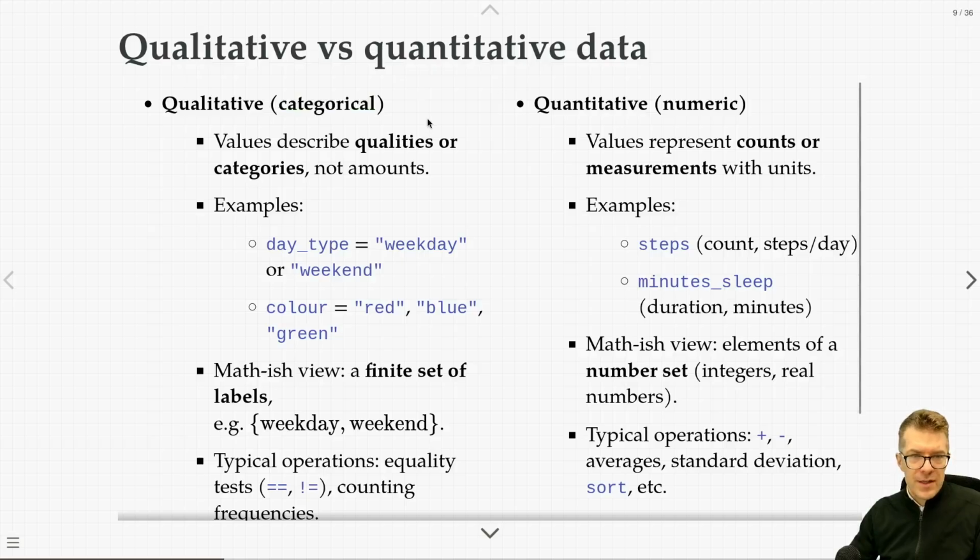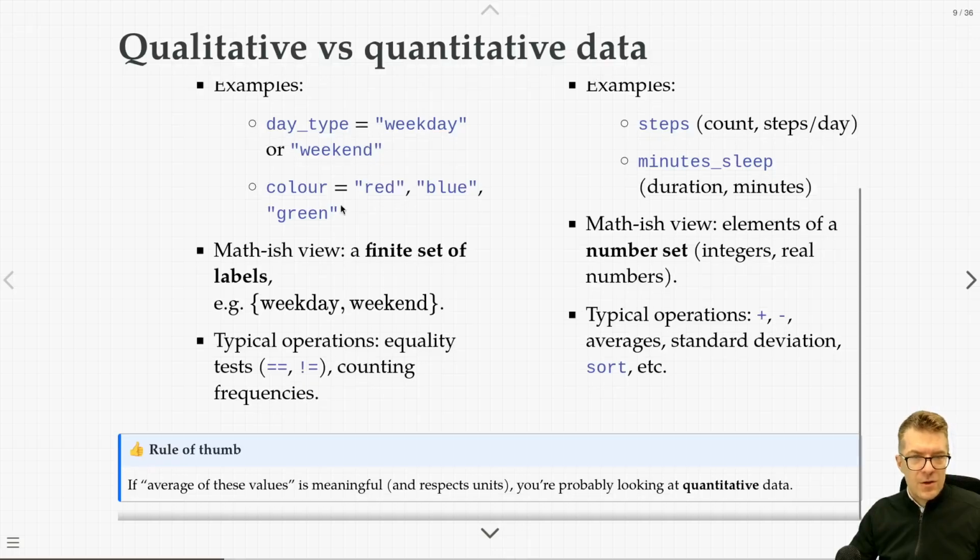So let's go through each of these in turn. First, qualitative. Qualitative doesn't really describe amounts of anything. An example of a qualitative data type would be the day type. Either the day type is a weekday or it's a weekend. Or maybe it's a color, and the color is red or blue or green. From the mathematical point of view, this would be something like a set of labels. Here we have the mathematical representation. It's a set, indicated by these squiggly lines, of two elements separated by a comma, weekday and weekend.